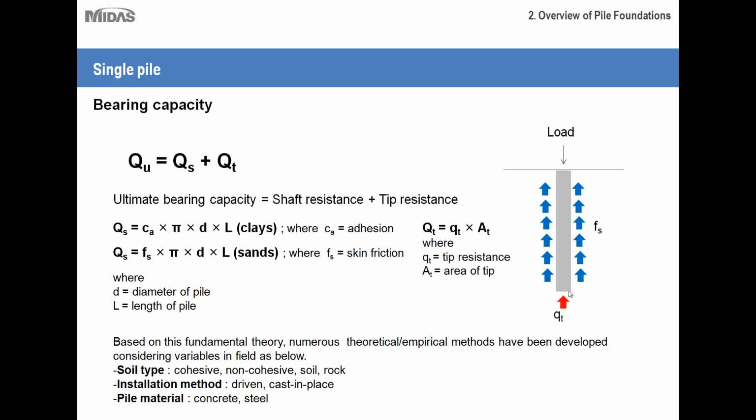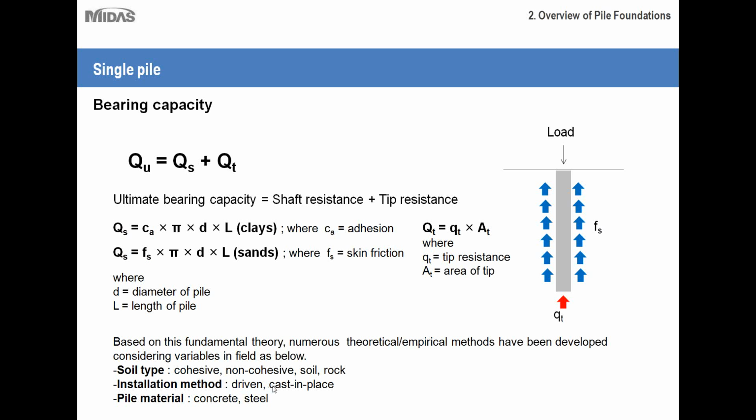And then also the tip resistance is a function of the area of the tip. So obviously the larger the area of your tip, the more resistance you'll be able to get. And also another thing to keep in mind is that based on the fundamental theory, other factors need to be taken into account. So as I said, soil type, but also installation method.